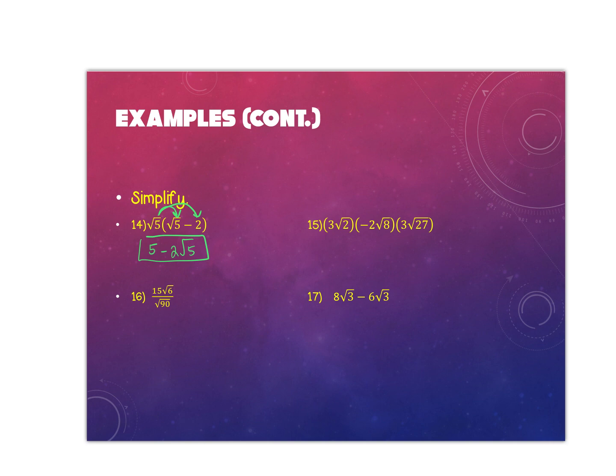In number 15, we basically just have 3 monomials. We've got 3 radical 2 times negative 2 radical 8 times 3 radical 27. So we could multiply now, and remember that we've got our coefficients. They're going to multiply together. And then we have our roots. And so these would multiply together. But right now, notice how big these roots are. And I don't really want to multiply with those large roots. So I'm going to simplify them first.